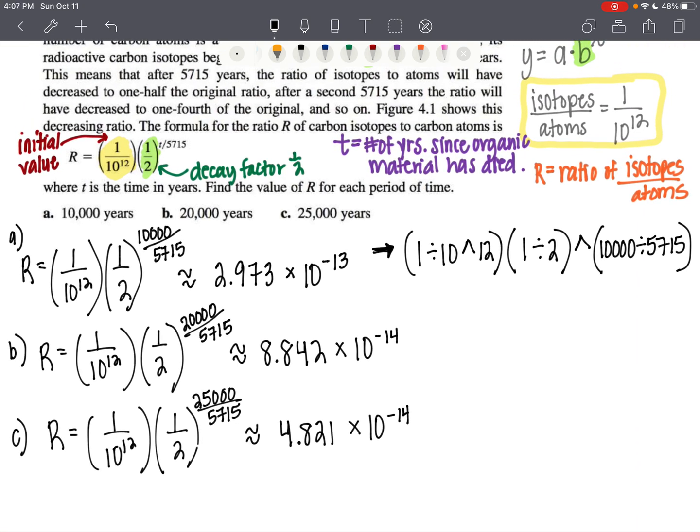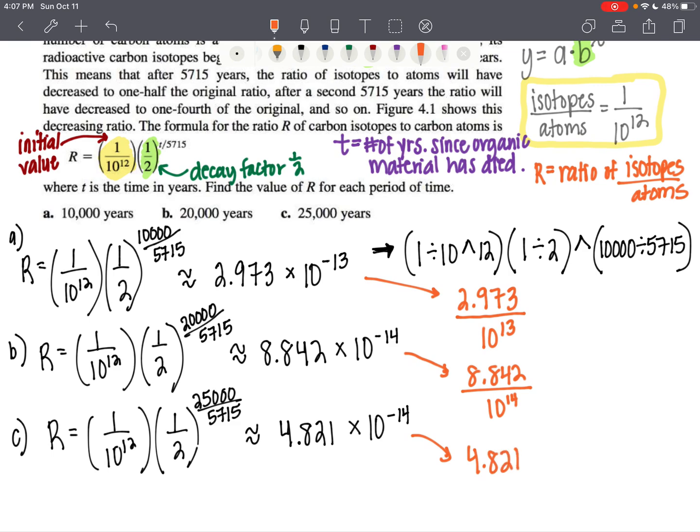Now we can rewrite each one of these. 2.973 times 10 to the negative 13 is 2.973 over 10 to the 13th. And this would be 8.842 over 10 to the positive 14. And this would be 4.821 over 10 to the 14th power. So that would be the value of R as a ratio.